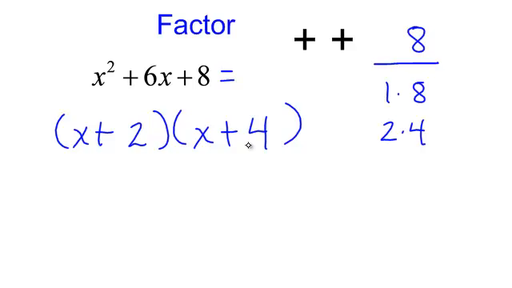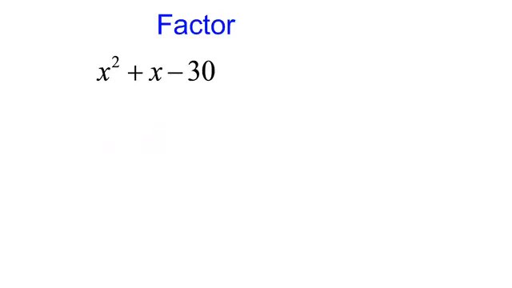Did it matter where I put the 2 or where I put the 4? No, they were both positive. And I could put x plus 4 times x plus 2. Let's carry on. We are still factoring. x squared plus x minus 30. This will be trial and error short way. That is what we are practicing in this video.